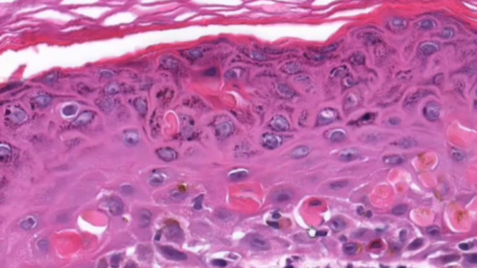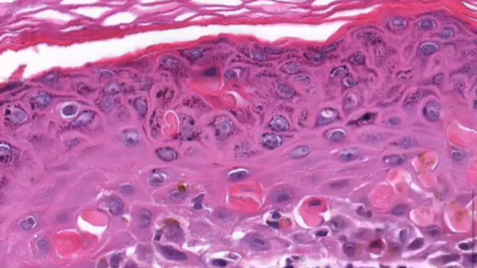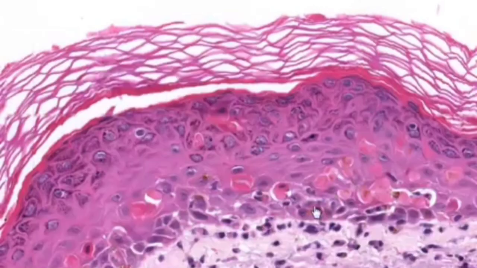Again, at higher power we can appreciate areas of vacuolar change along the basal layer. Dyskeratotic or apoptotic keratinocytes are noted, with several cells extending into the upper epidermis. We can even see a few melanophages within the papillary dermis, and this is not uncommon. As we begin to zoom out, we can appreciate some lymphocytes lining up along the dermal-epidermal junction and the presence of vacuolar changes, again, along the dermal-epidermal junction.